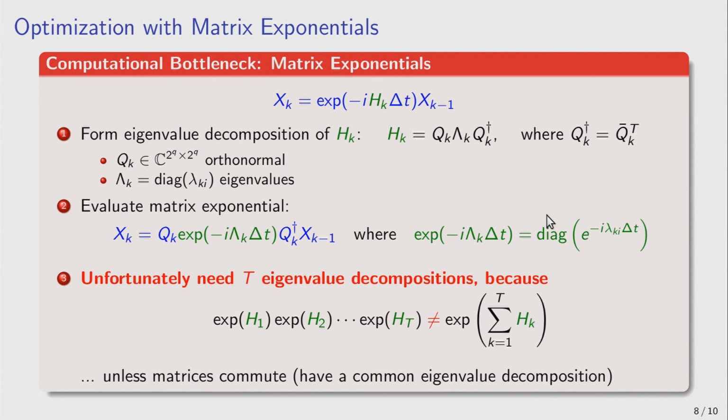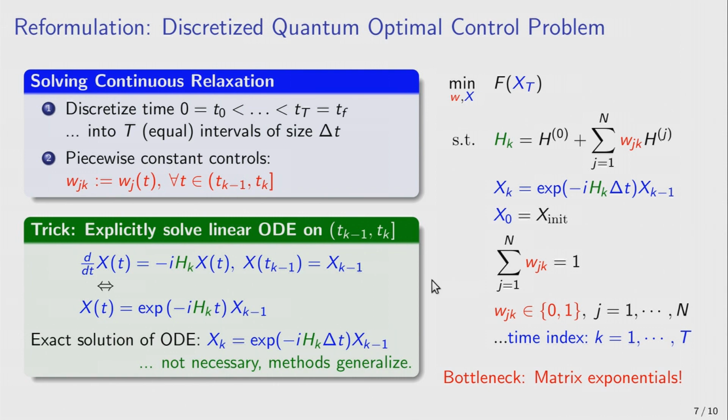Because one, these matrices are large and dense, and two, there's a fundamental problem: for each time step that we have up here, you need its own eigenvalue decomposition. If I go back to the solution of my ordinary differential equation, I can just concatenate these formulas. If I plugged x_{k-1} in here, then I have another matrix exponential times x_{k-2}, and so on.